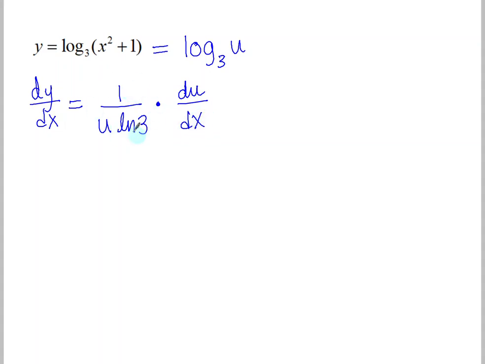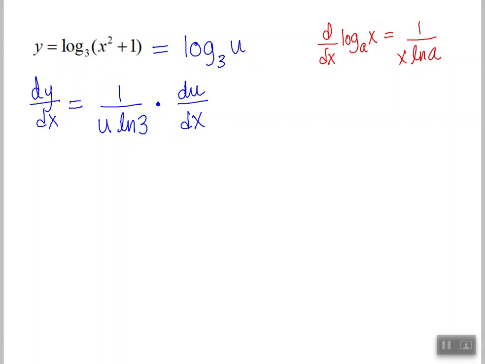Now, where did I get this from? Let's just recall the derivative of the log function. The derivative with respect to x of log base a of x is 1 over x natural log of a. Here, I'm using u, so I have to use u in my derivative. a is the base of the log, 3 is the base of the log, so it's natural log of 3.